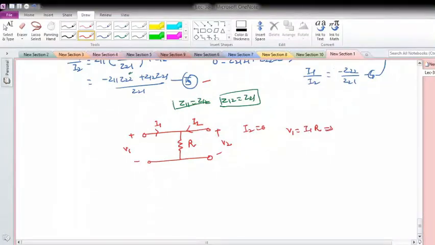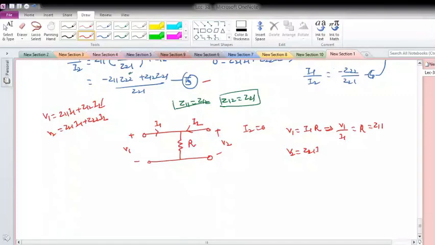So what will be my driving point impedance for the first case, which is V1 by I1? It is R, which is Z11. Okay, now what next? Let us write the first equation: V1 is Z11 I1 plus Z12 I2, V2 is Z21 I1 plus Z22 I2. Since I2 is 0, I get V1 by I1. Similarly, with I2 0, V2 should be equal to Z21 into I1.